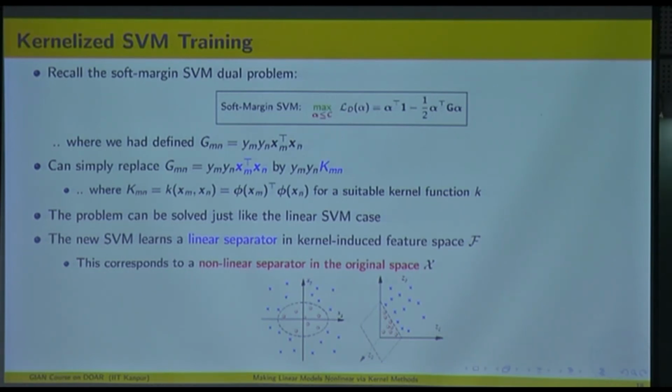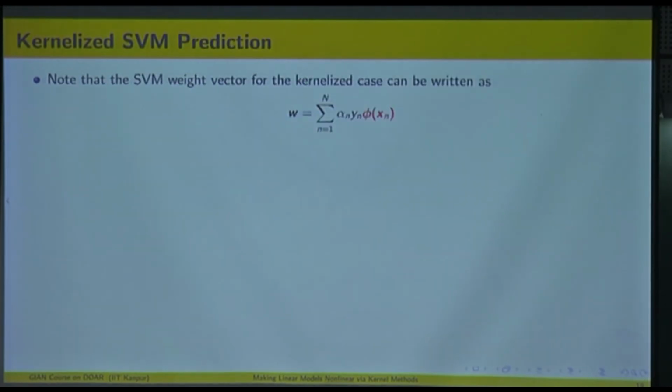If a new data point comes in, it might seem like I have to map this data point to some space, to the same space, and only then can I make the prediction. It turns out that we actually don't have to do that. So the idea is as follows.